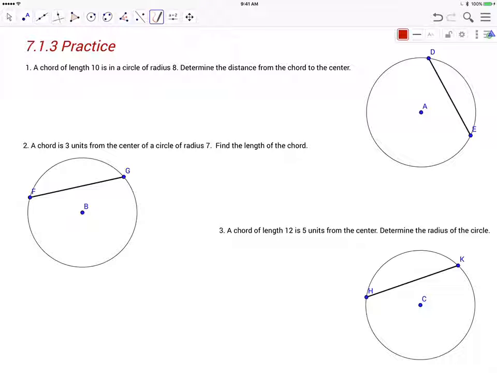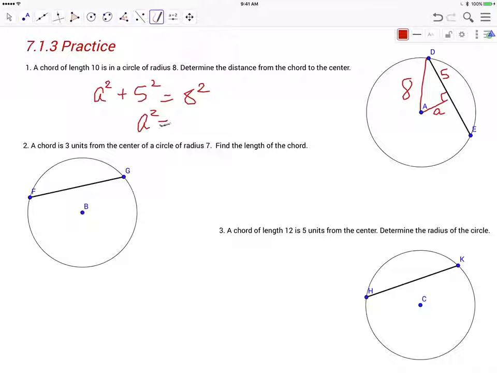So number one, a chord of length 10 is in a circle of radius 8. Hopefully you drew in the perpendicular, right? And the radius is 8. We know that a perpendicular to a chord will split the chord in half, and so this is a 5. I'm going to label this A, and so that we know that the relationship is that A squared plus 5 squared is equal to 8 squared.